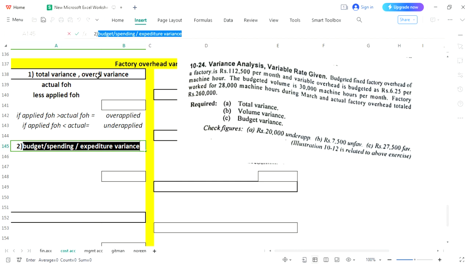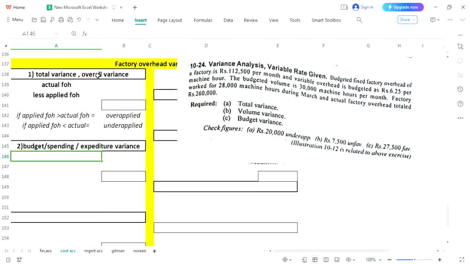spending variance or expenditure variance. And how would you calculate it? It's a relationship between budget and actual. So you will write your budget FOH and then you will write actual FOH. Here you will calculate the variance by taking the difference between budget and actual FOH. The difference would be written over here, which would be the variance.